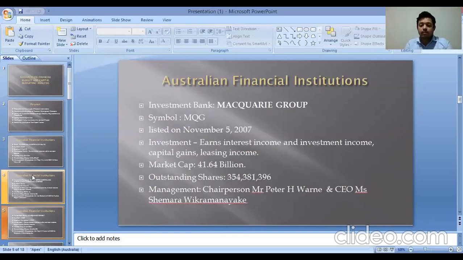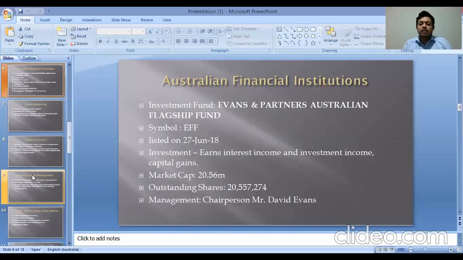And the next financial institution we have is investment bank. Investment bank earns its income through interest income and investment income. It also earns through capital gains and it also gains through leasing income. One of the illustrations we have taken of investment bank is Macquarie Group, whose symbol is denoted as MQG. This was listed on November 5, 2007. It has a market capitalization of 41.64 billion. In its management, the chairperson is Mr. Peter H. Warren and CEO is Ms. Shemara Wikramanayake.